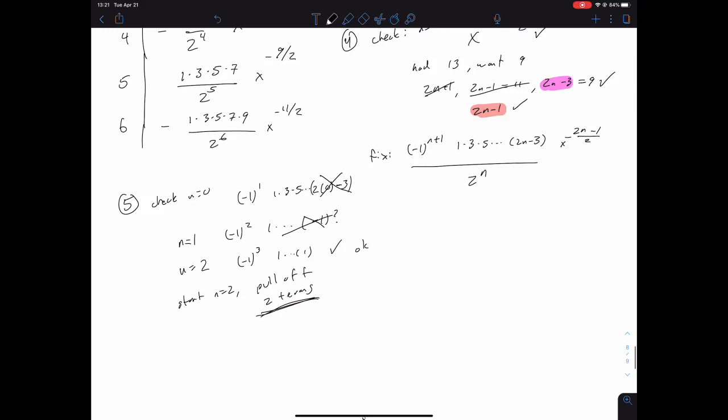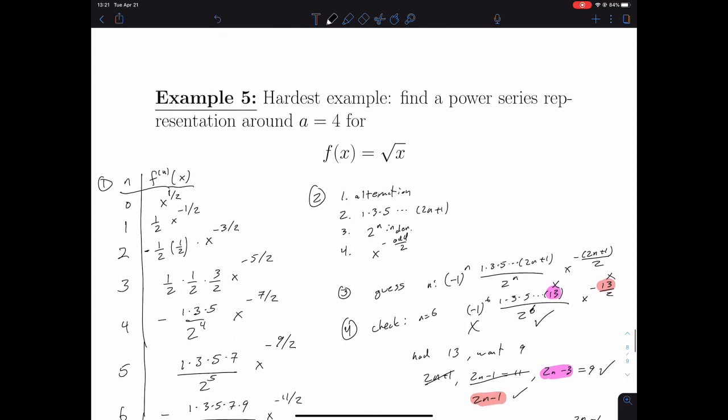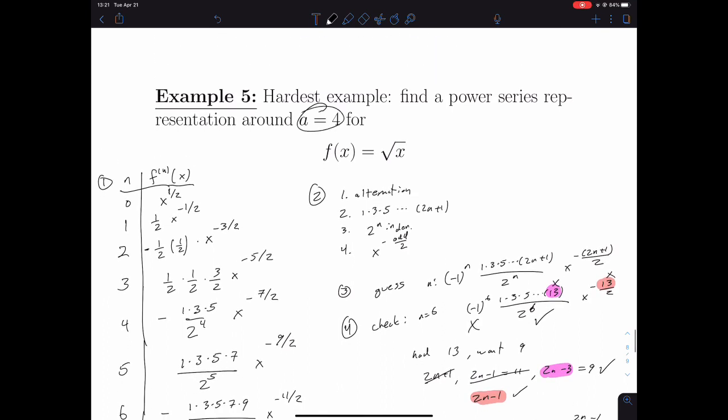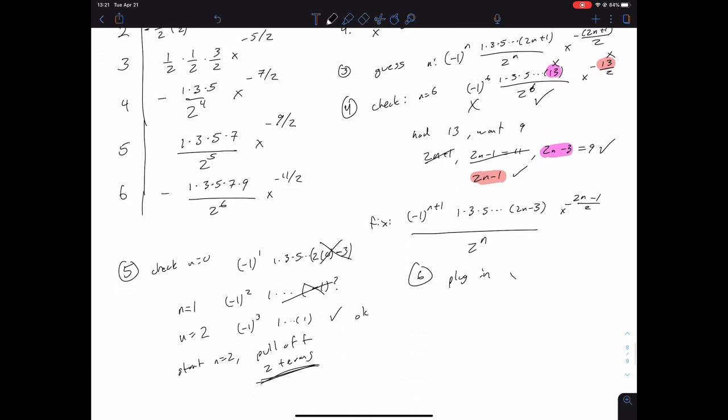Okay, step 6 is plug in, and let's go back up to the top, x equals 4, because a is 4. So we'll have negative 1 to the n plus 1, 1 times 3 times 5, dot, dot, dot, 2n minus 3. I have 4 to the negative 2n minus 1 over 2, all over 2 to the n. Okay, so this is the nth derivative at 4.